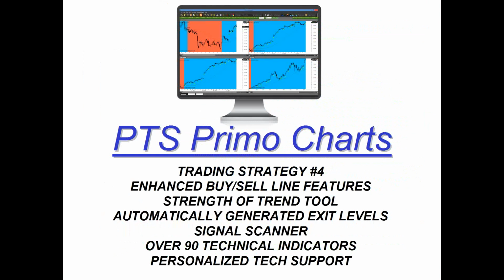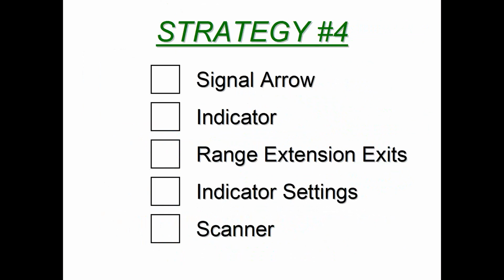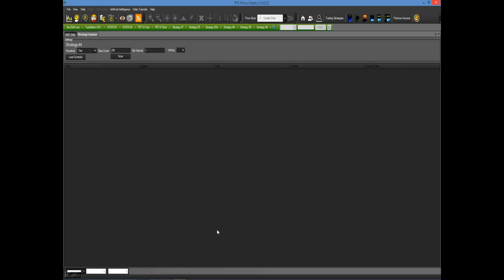But here's what I'm most proud of. It's the signal scanner. Because we realize not everyone can be in front of your computer 24/7. Let's say you work during the day and you want to come home and see what the signals are for the next day in any market or time frame. Well, with the Strategy 4 course, once again, all you have to do is click on our platform, click on Strategy 4, where you were clicking on signal arrows before. Just go to the bottom and click on Scanner. You'll see this page appear.